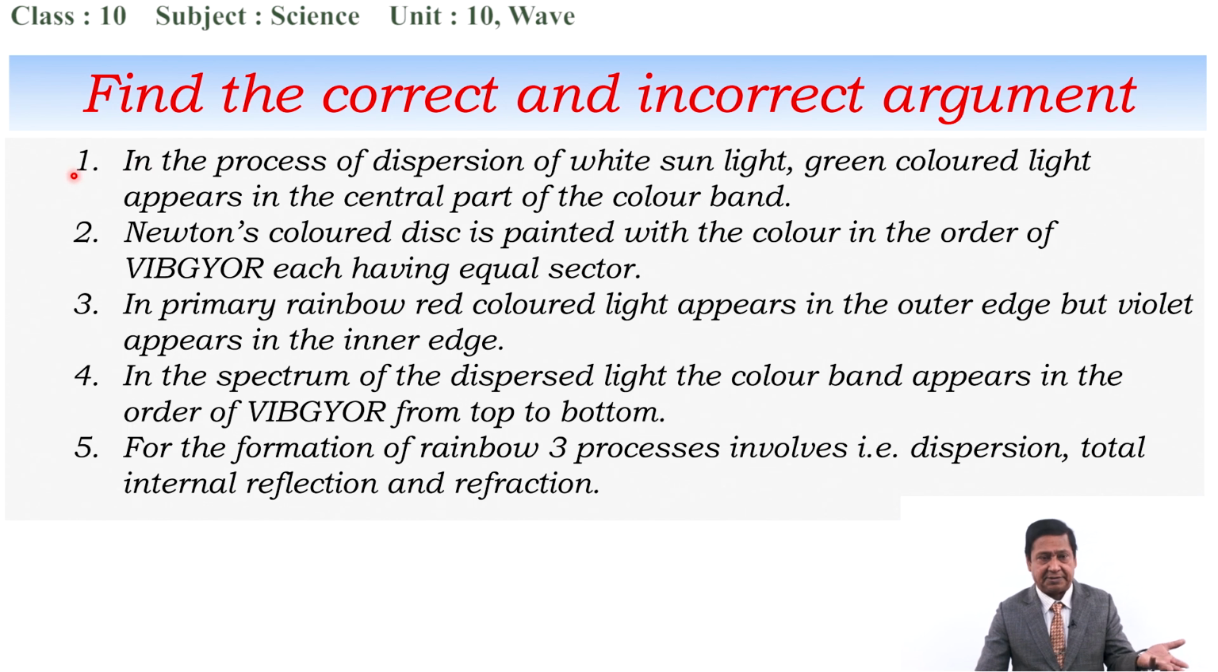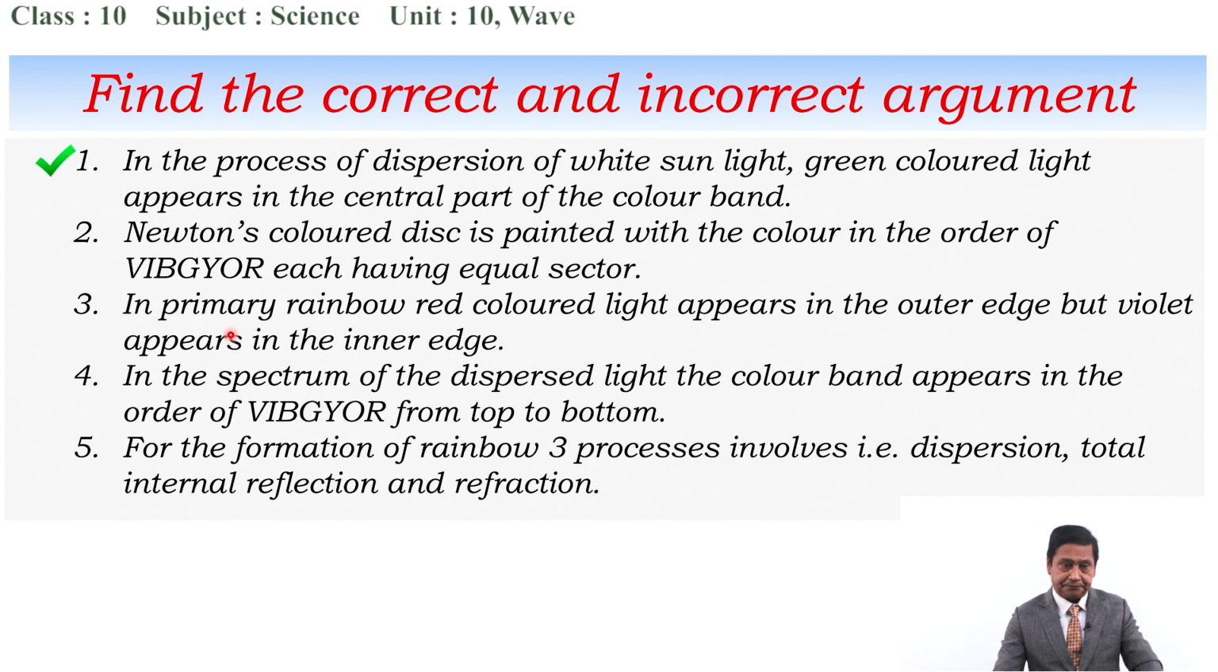Let's have the first. In the process of dispersion of white sunlight, green colored light appears in the central part of the color band. Yes or no? Yes. Look at this. This color band is of V, I, B, G, Y, O, R: violet, indigo, blue, green, yellow, orange and red. Green is in the central part, isn't it? And this statement, or we can say this argument, is correct.